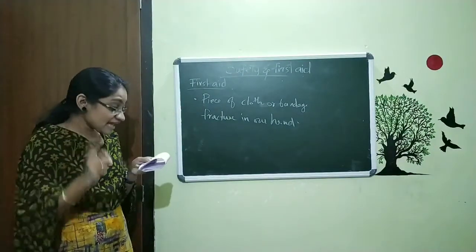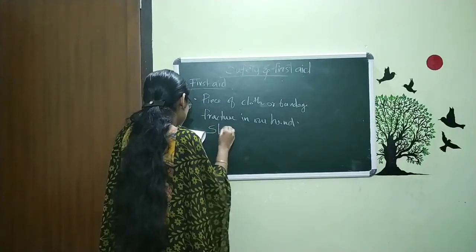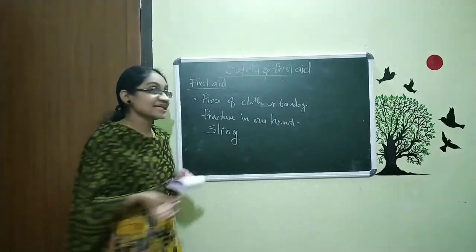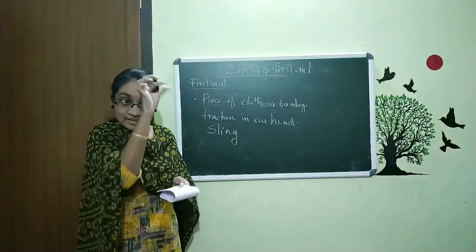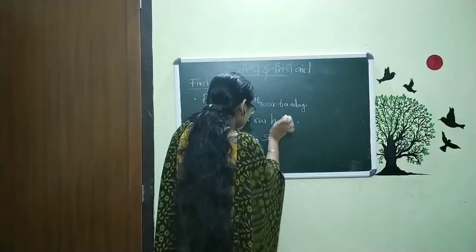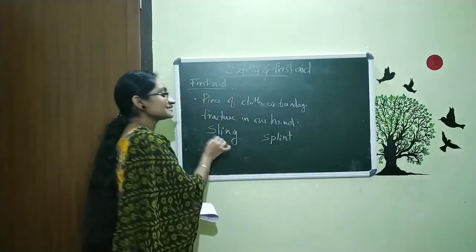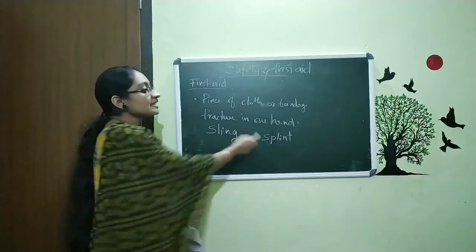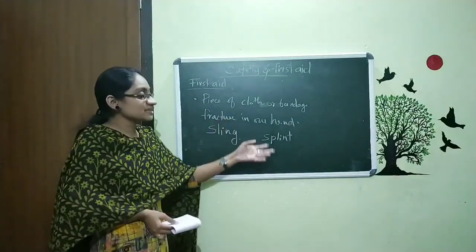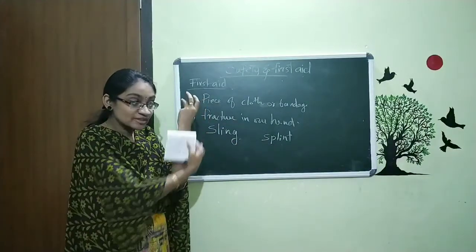This piece of cloth or bandage also has a name, and that is called the sling. S-L-I-N-G. What we studied in the previous section, the piece of wood, is the splint. This is splint and this is sling. Never get confused about this. The piece of magazine or the wood or the like is the splint, which we tie together with our hand.